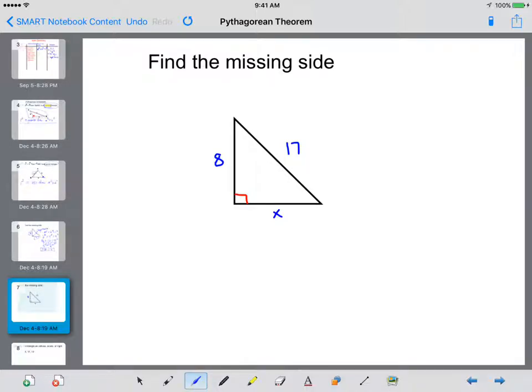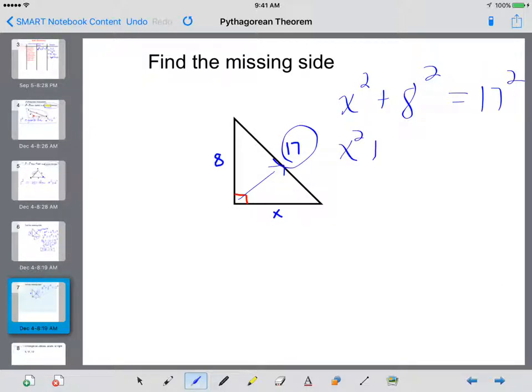All right, find the missing side of this right triangle. Again, always pick out the hypotenuse. Hypotenuse is 17, so that means I'm going to do x to the second power plus 8 to the second power is going to equal 17 to the second power. So x squared plus 8 to the second power, that's 8 times 8, which is 64, equals 17 times 17, which is 289.